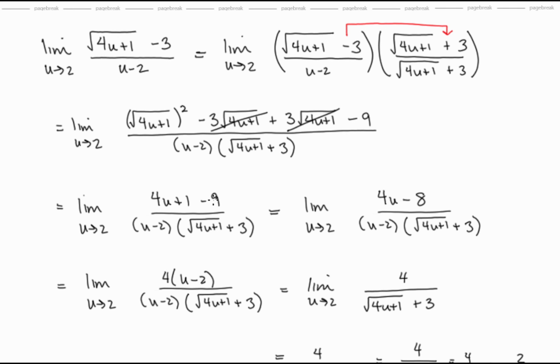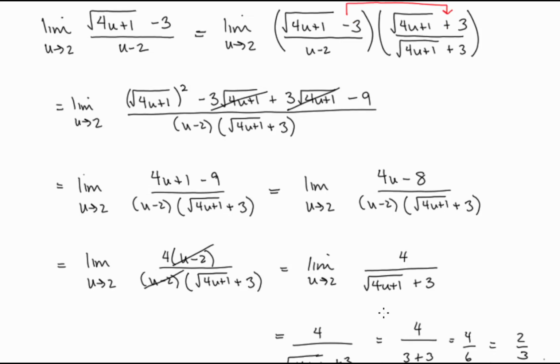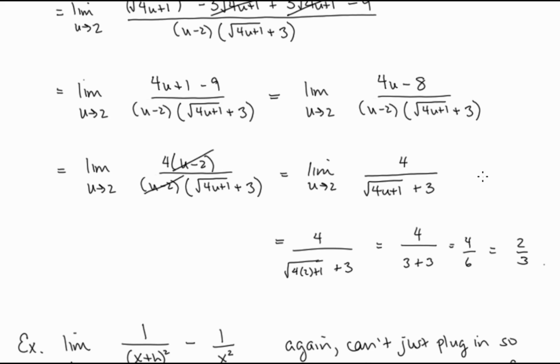So I'm just going to leave this factored in the denominator. Simplifying the numerator, we get 4u minus 8. So we can factor out a 4 and see that we have a u minus 2 factor in the numerator. That's great. That's what we were hoping for because that will cancel here. And now we can plug in u is equal to 2. And simplifying gives us 2/3 for this limit.